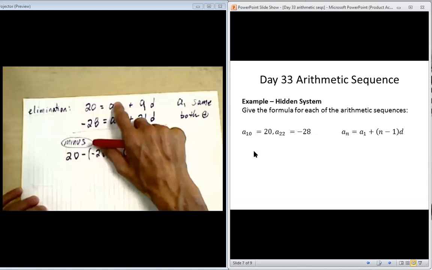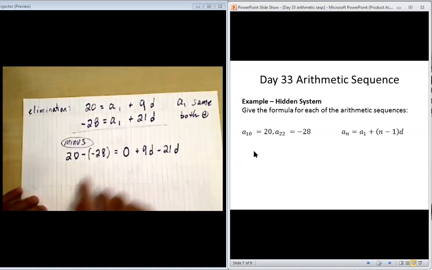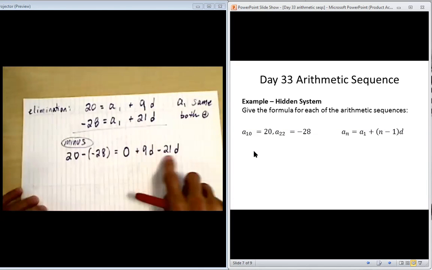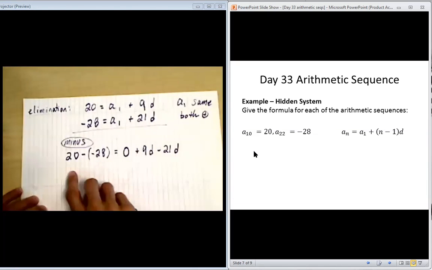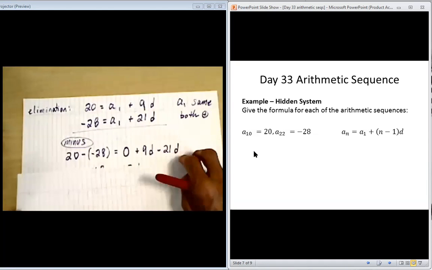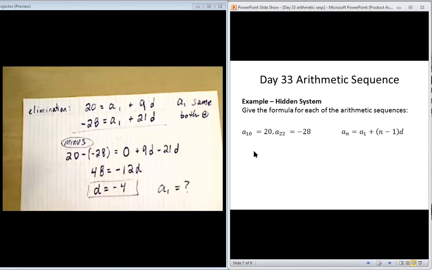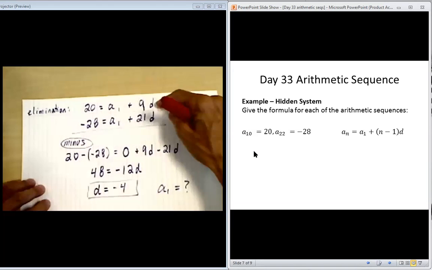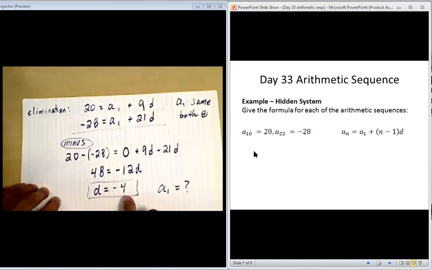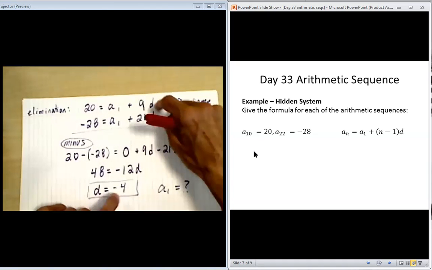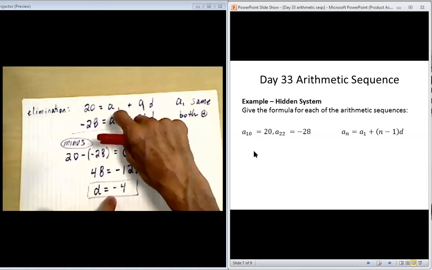The A1s are gone. And we have D only left with a bunch of numbers there. So we can solve for D, which we do on the first page here. So this is kind of like solving for X. We still need Y, right? We got D, we still need A1. So we go back to one of these equations. I went back to this one. Substituted in the -4 there. And it worked out what A1 is.